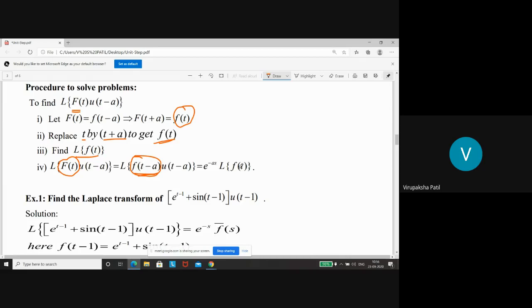Then afterwards, you have to find the Laplace transform of that, and concentrate on this a, e to the power minus as. By the basic definition, the Laplace transform of u of t minus a is e to the power minus as divided by s, which we have already proved. So e to the power minus as into the Laplace transform of f of t, you have to write. This is the working rule or technique to solve the problem.